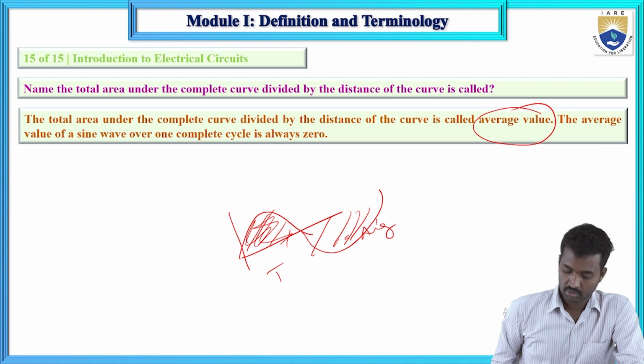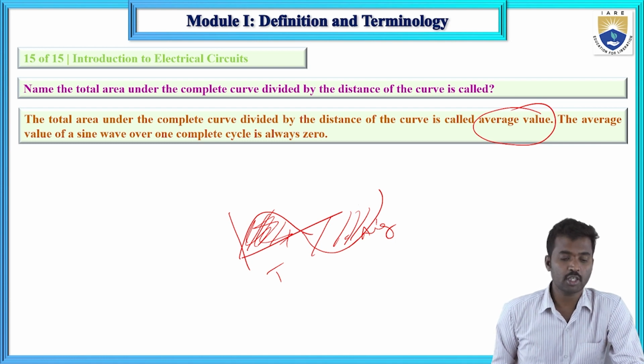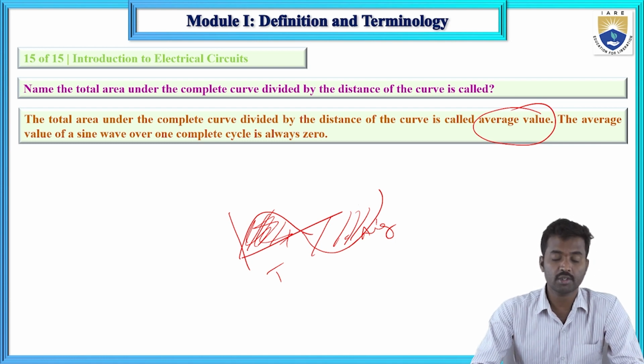So there are a total of 15 definitions and terminology in the introduction to electrical circuits, module 1. I hope all definitions are clear to you. If you still have any doubts, you can comment in the comment section below. I will answer your queries.